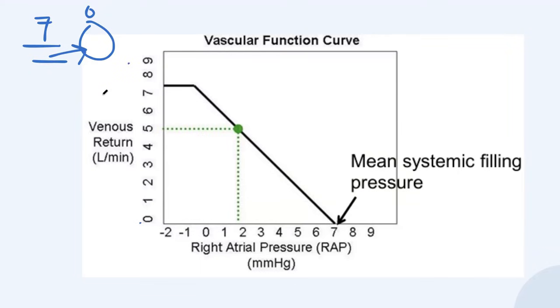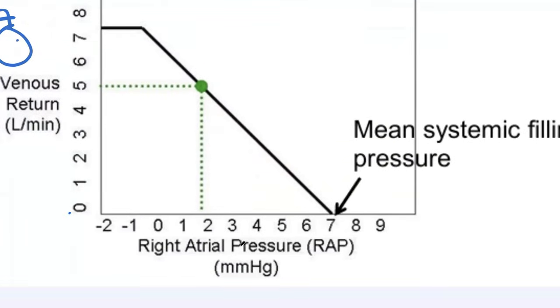However, if the right atrial pressure is 7 and the mean systemic filling pressure is also 7, what did we say would happen if they were both the same? There would be no blood flow at all. Okay, so there would be no venous return, which is what you can see on this graph. If the right atrial pressure is 7, venous return is 0. Okay, as the right atrial pressure decreases, for example, it becomes 5, venous return also increases. So 5, and then you go left, you can see it's like 2.